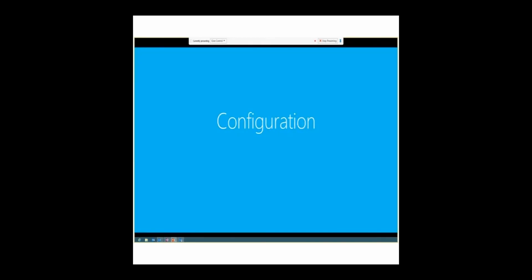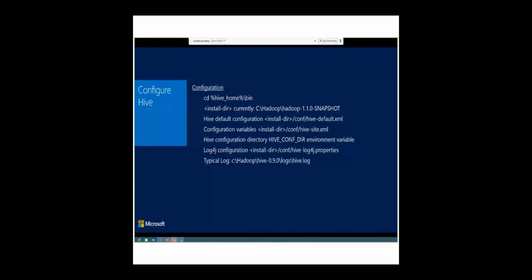So let's talk a little bit about configuration. When you configure Hive, many things come pre-configured, but again, programmer's heaven, you can change anything. To launch Hive, you go to the Hive home directory, go to bin, and type Hive. You can go into the install directory, which with our current version of HDInsight defaults to the C drive, Hadoop, Hadoop-1.1.0-snapshot. Within there, you'll find a conf directory with quite a few XML files.